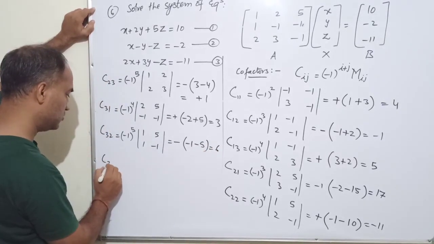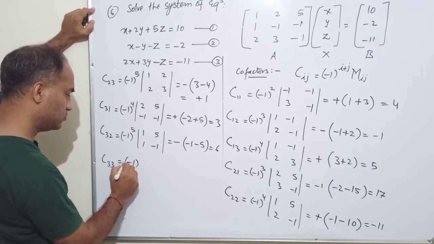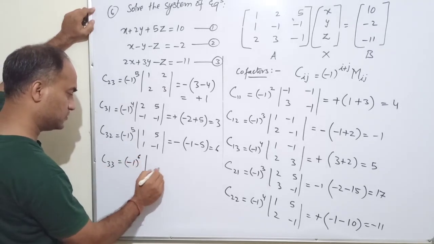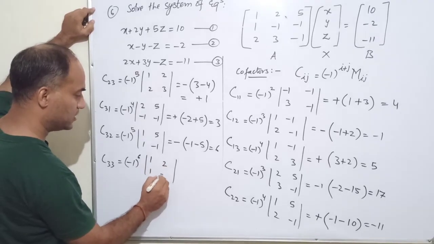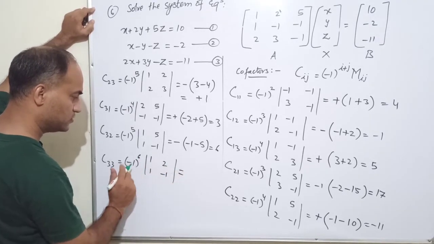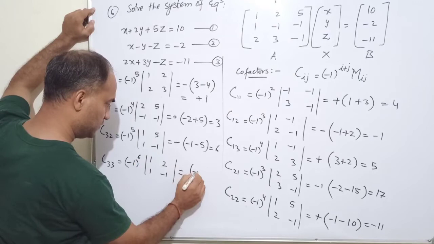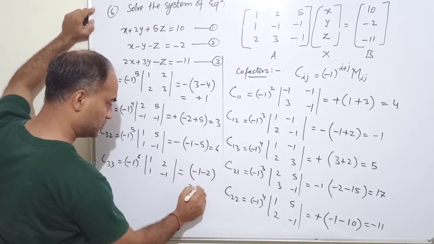And C33, this is minus 1 to the power 6. Last element, so we get 1, 1, 2 and minus 1. This gives us positive minus 1 minus 2, so minus 3.